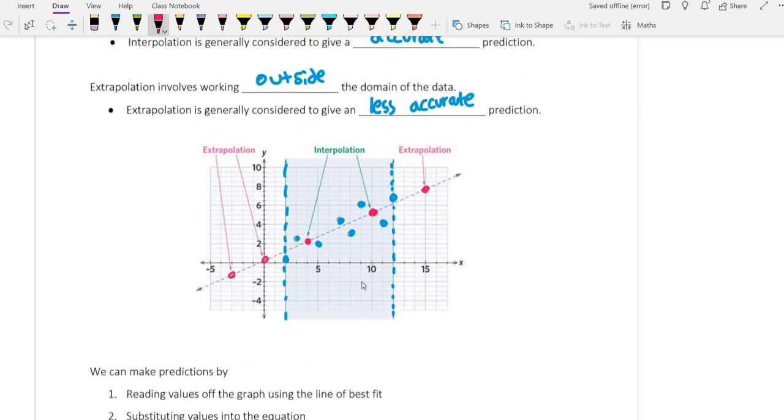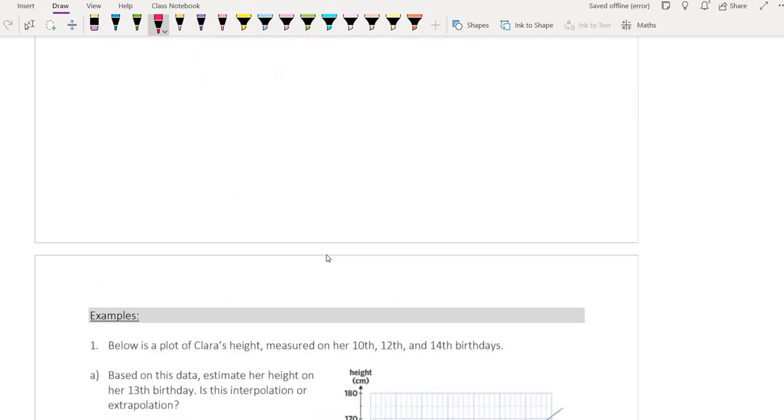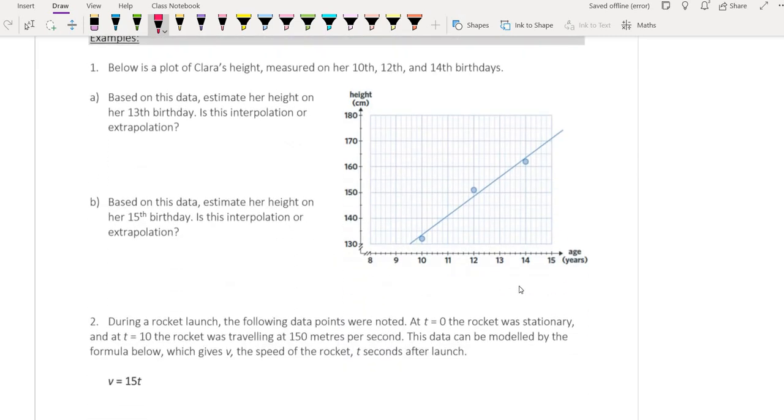They are going to be more accurate predictions compared to the predictions we make outside of our given data. And these predictions that we make, we call it extrapolation. So that's the ones outside of the data. So let's look at some examples here.